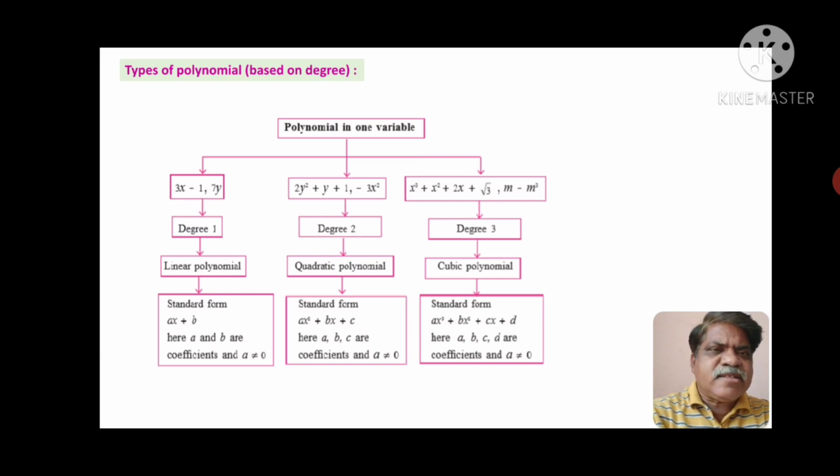Now here, x^3 + 3x^2 + 2x + root 3, or m - m^3. These have a degree 3. It is a cubic polynomial. Its standard form is ax^3 + bx^2 + cx + d. Here a, b, c and d are coefficients and a is not equal to 0. Since a is the coefficient of x cube, therefore it should not be 0 at all.